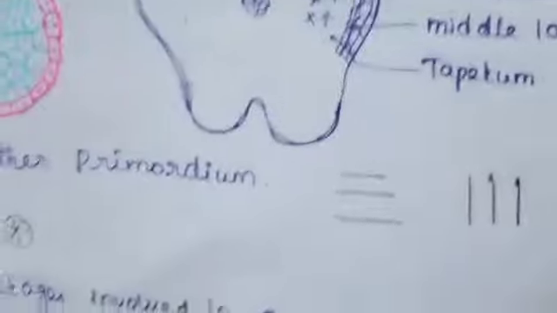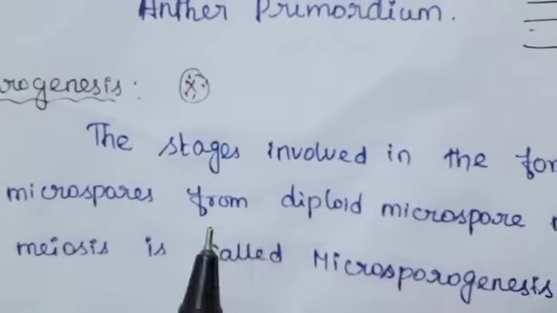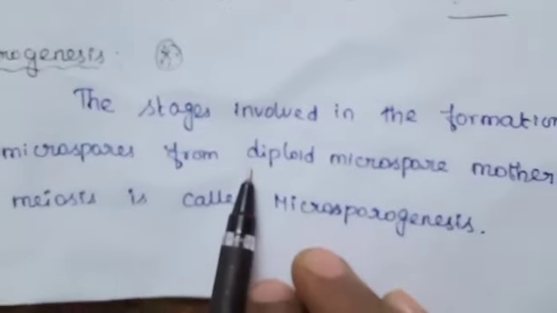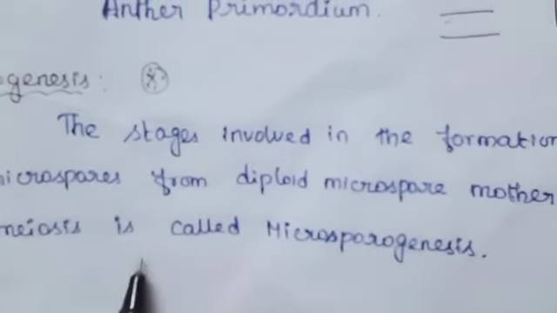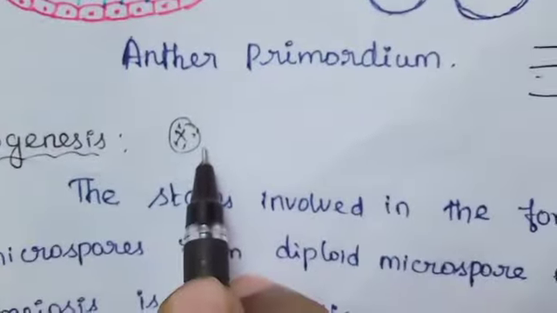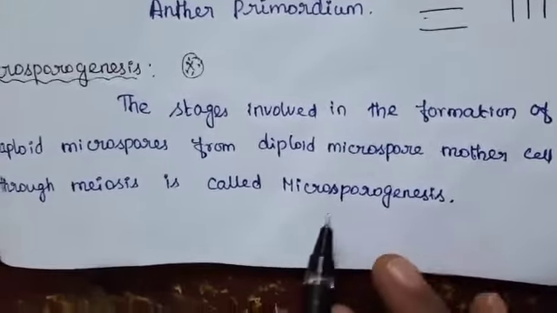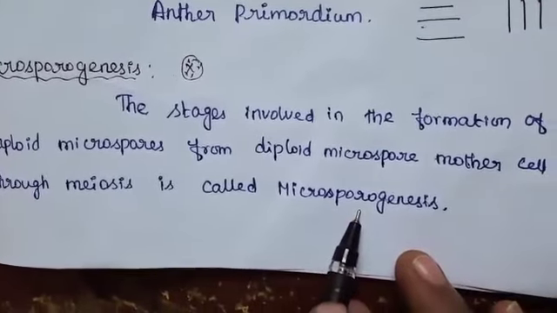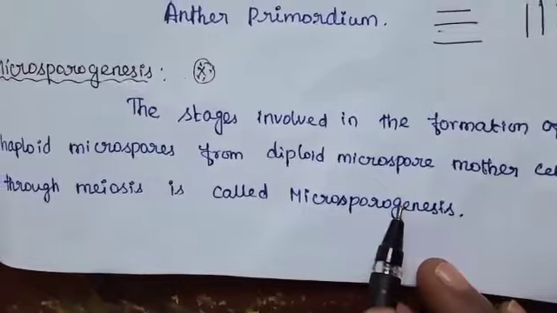Next, microsporogenesis. The stages involved in the formation of haploid microspore from diploid microspore mother cell through meiosis is called microsporogenesis. This is also an important 2-mark question. The primary sporogenous cells undergo a few mitotic divisions to form sporogenous tissue. The last generation of sporogenous tissue functions as microspore mother cells.